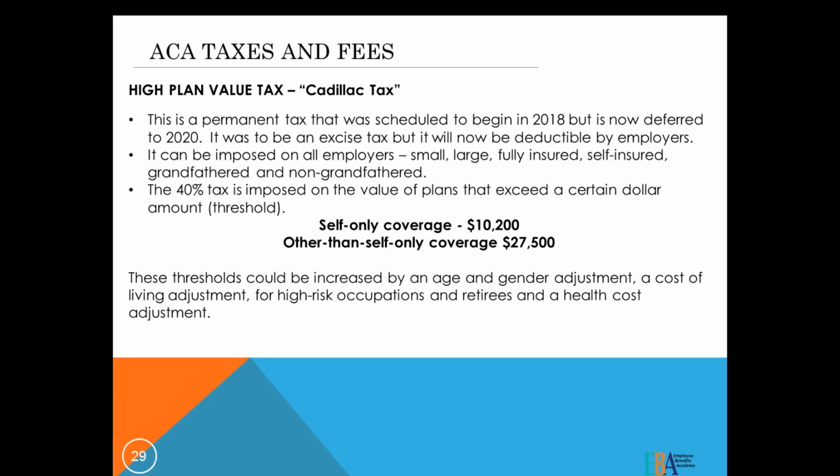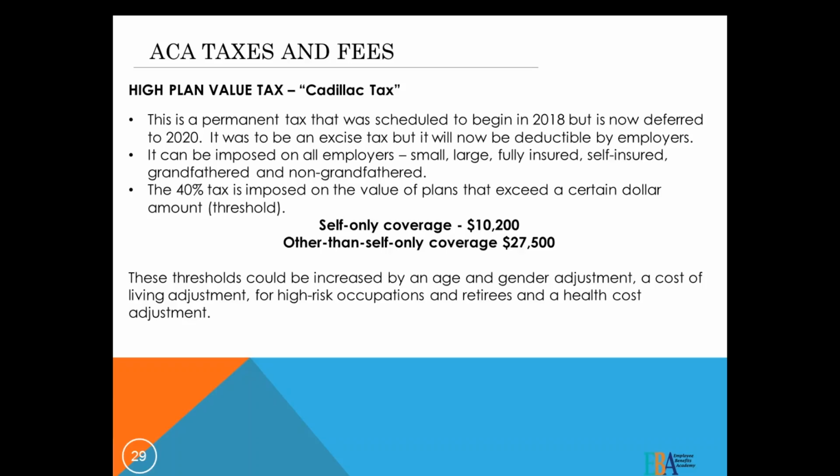So just a basic example. Let's say that ABC company has a value for employee only of $11,200 and $28,500 for their families, or anybody other than employee only coverage. The original thresholds have not been indexed, so the excess amount over that threshold is $1,000 per enrolled employee. 40% of $1,000 is $400. There are 50 enrolled employees, so 400 is multiplied by 50. So the Cadillac tax is $20,000 for this plan year.